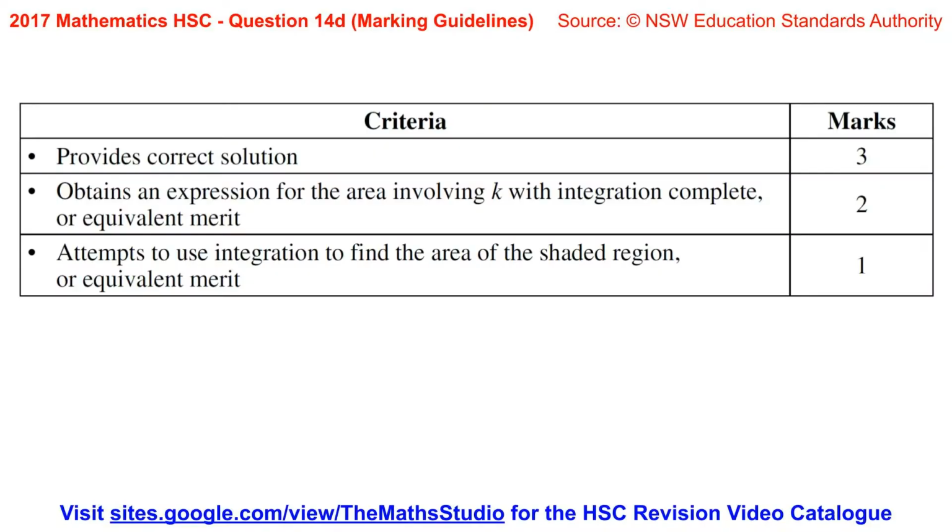The following are the marking guidelines for question 14d. For 1 mark, we have attempts to use integration to find the area of the shaded region, or equivalent merit. For 2 marks, we have obtained an expression for the area involving k with integration complete, or equivalent merit. And for 3 marks, we have provides correct solution.